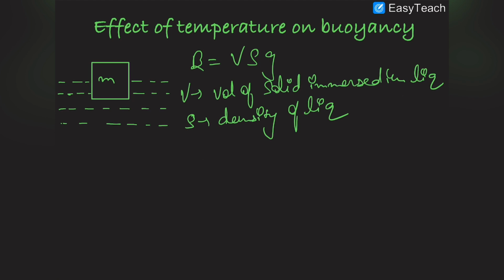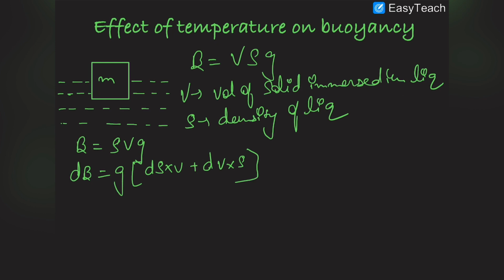Let us differentiate this formula. B is equal to rho Vg, so dB will be equal to, g is common, d rho into V plus dV into rho. Let us divide these two equations. So dB upon B will be equal to d rho upon rho plus dV upon V.